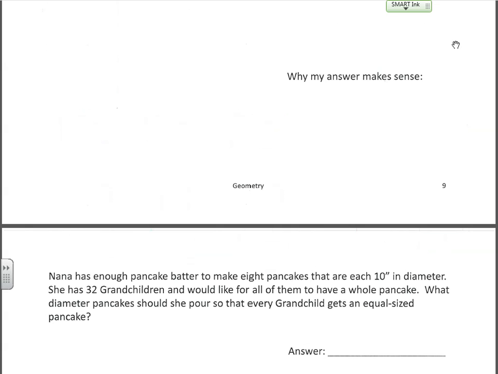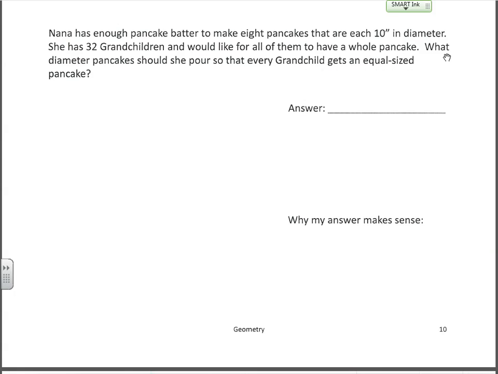Next logic question. Nana has enough pancake batter to make 8 pancakes that are each 10 inches in diameter. She has 32 grandchildren and would like for all of them to have a whole pancake. What diameter pancakes should she pour so that every grandchild gets an equal sized pancake? Well, first of all, Nana's got to teach her grandkids that life just isn't fair. You're not all going to get the same size pancake, but whatever. So it says she has enough pancake batter to make 8 pancakes that are each 10 inches in diameter. How much pancake batter is that?